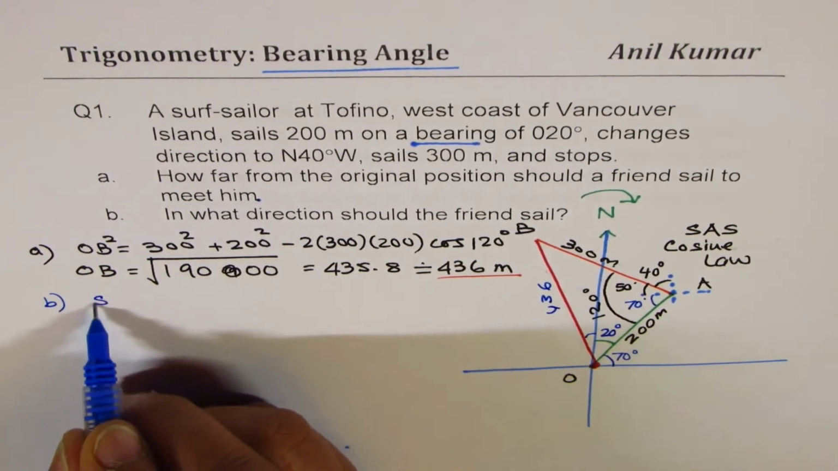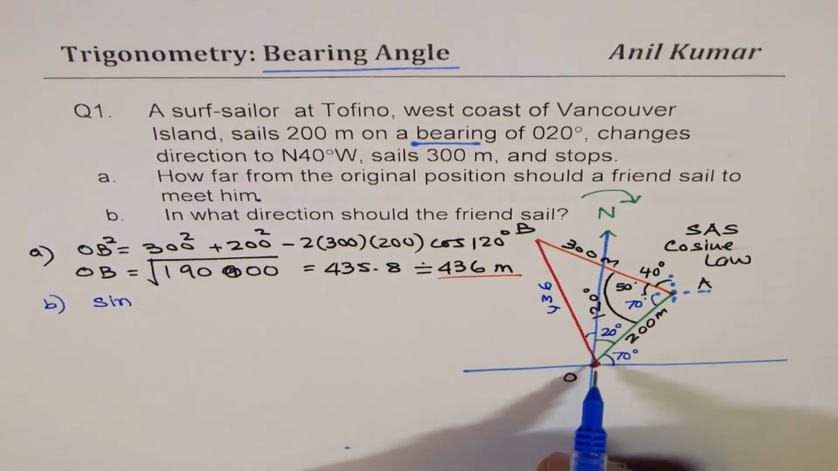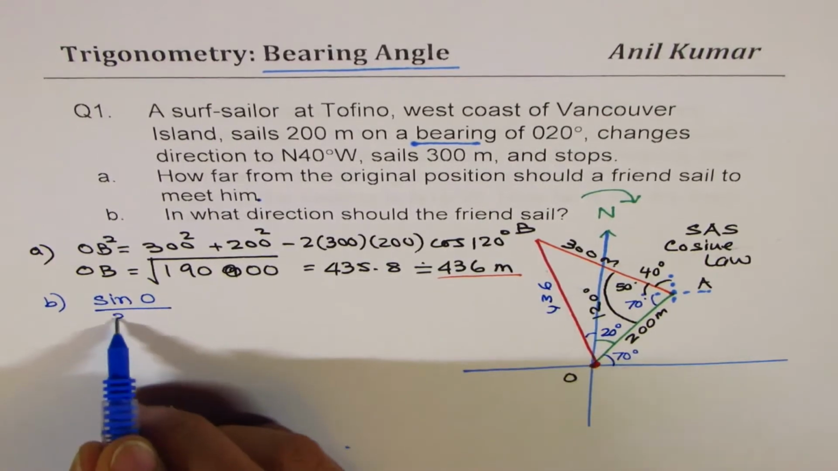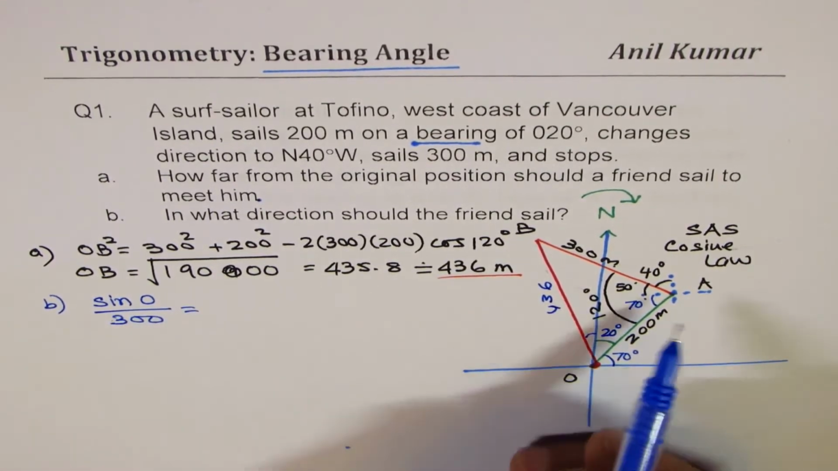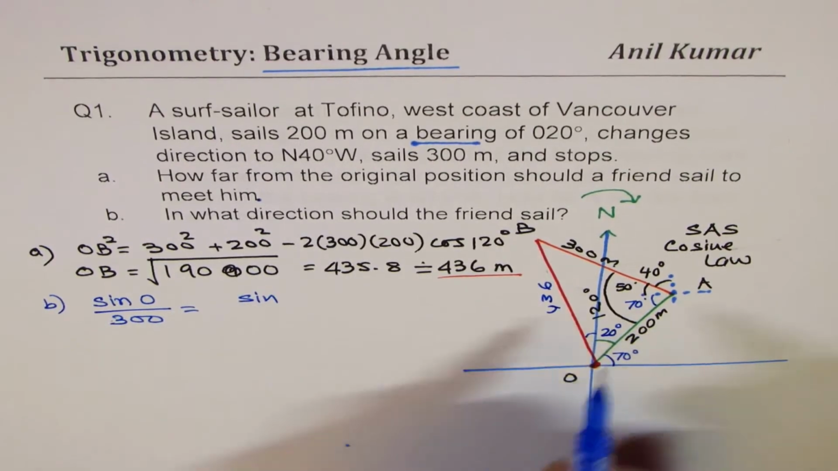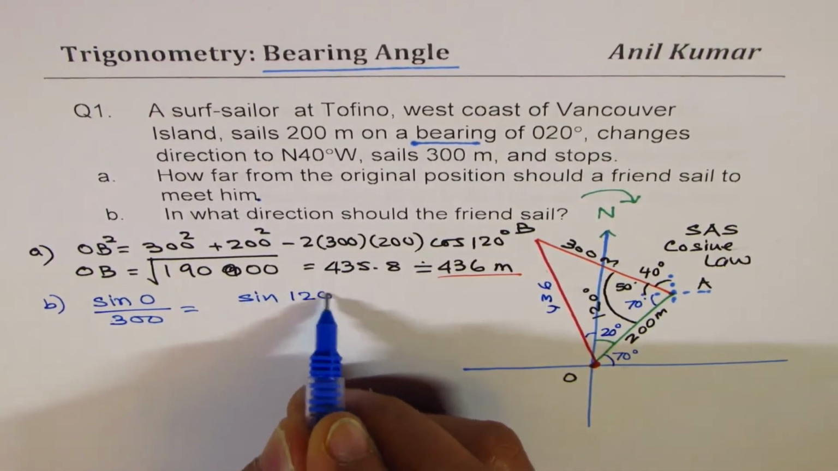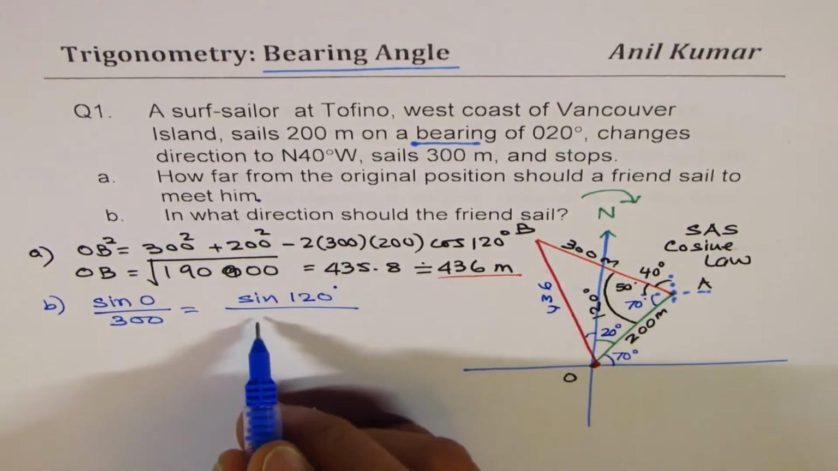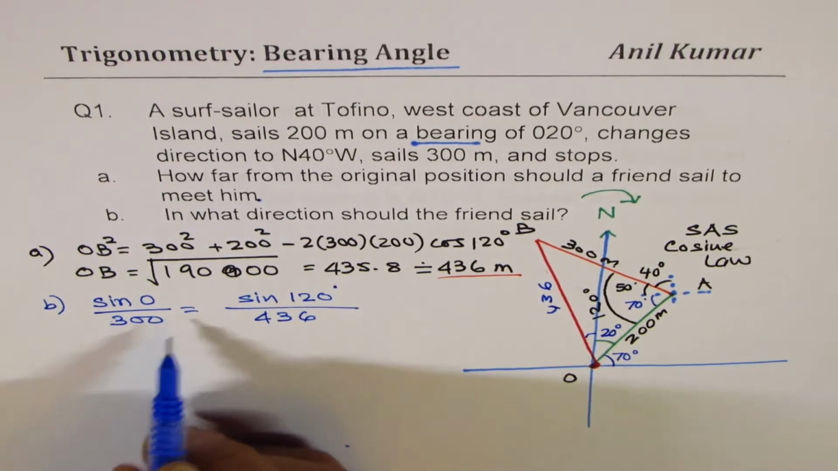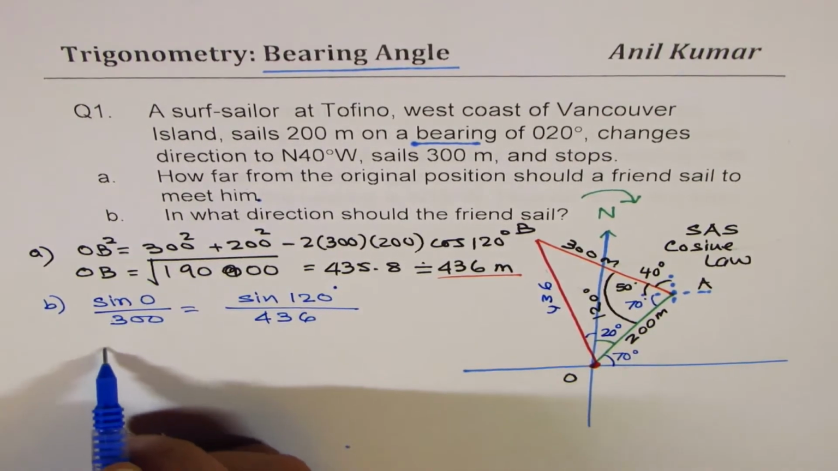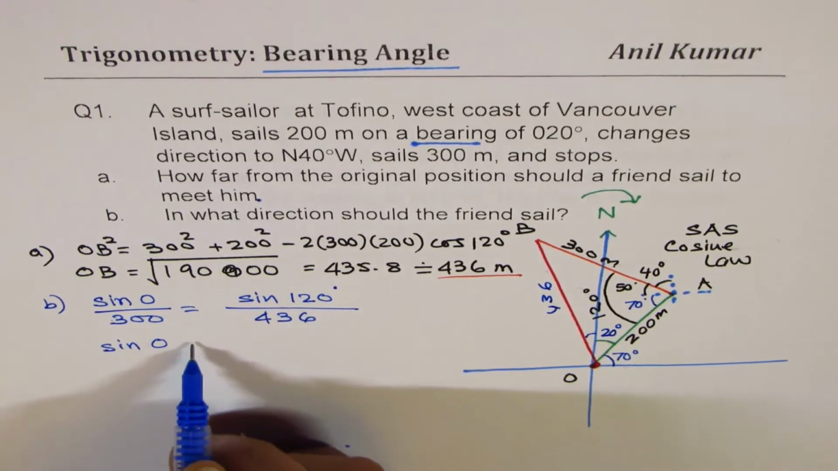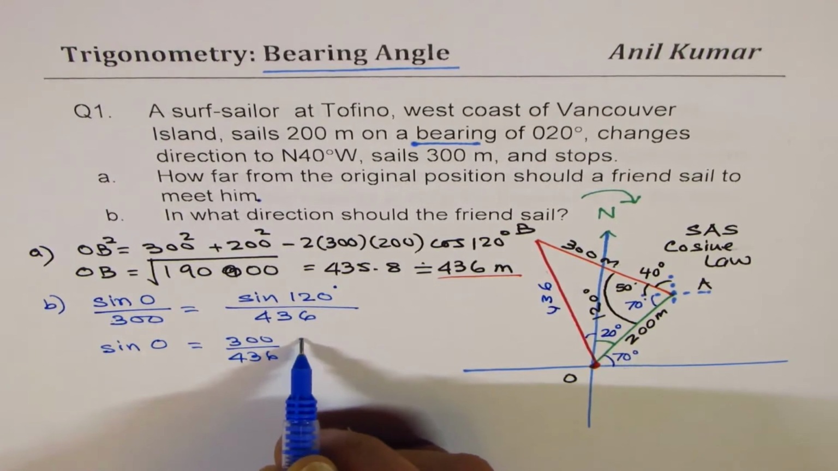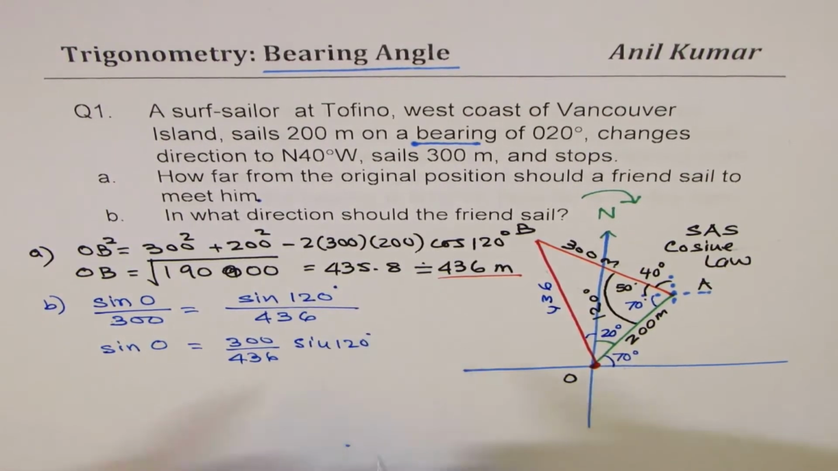So we can write this as sine of angle O over the side opposite, which is 300, is equal to sine of 120 degrees divided by 436. I'm rounding this answer, is it okay? So we get sine of angle O is equal to 300 over 436 times sine of 120 degrees.